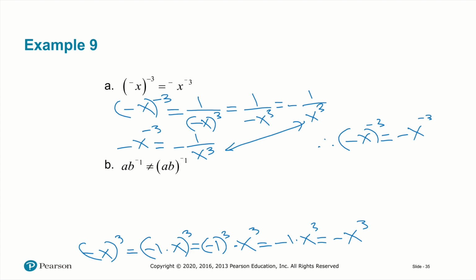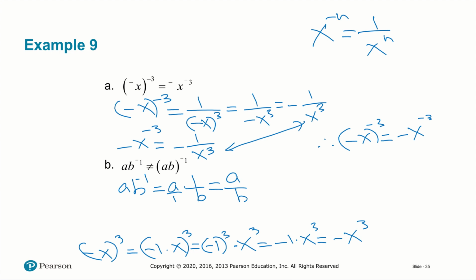All right, so how about this one? We want to show that ab to the negative 1 is not the same as quantity ab to the negative 1. So we'll again approach it the same way, do each separately and show that they're different. So let's look at the left side, ab to the negative 1. Well, we know that's going to be a times 1 over b, using this rule again, x to the negative n equals 1 over x to the n. So now I know that's just like a over 1 times 1 over b, so that's just a over b, right?